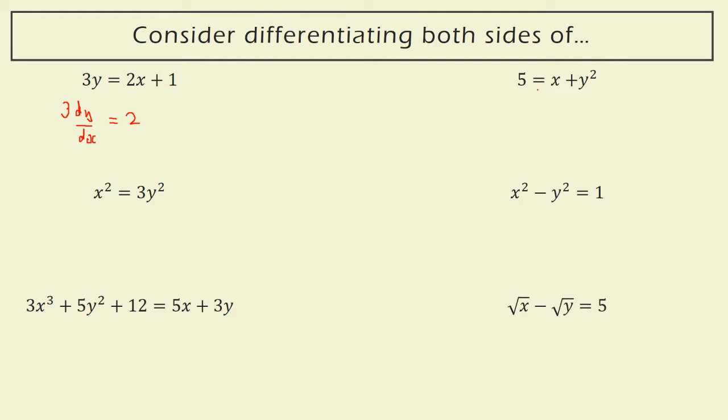Let's try this one. 5 equals x plus y squared. Differentiate both sides. The 5 goes to 0 because it's a constant. The x differentiates to 1 because it's just x. Now, y squared, we need to think about this a little bit now. What we have here to do is, well, really, if we think about it, it's the chain rule. Okay, the chain rule says if we're differentiating a function of a function, we differentiate the function with respect to the variable itself, and then we put the derivative on the end of that.